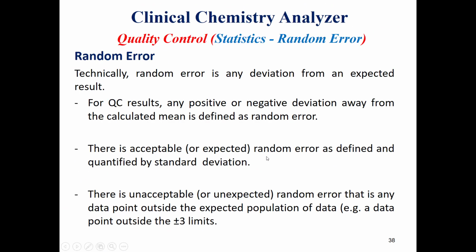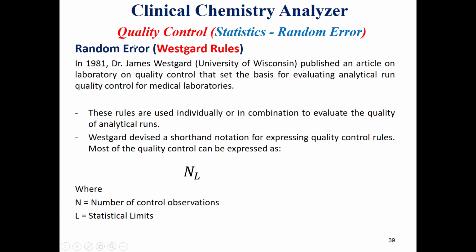So in addition to the systematic errors, we have the random errors. Random error is any deviation from an expected result. This could be a positive or negative deviation. Also, this could be acceptable or unacceptable random error, defined and quantified based on the standard deviation. The random error, as well as the systematic errors, will usually be analyzed using the Westgard rules.